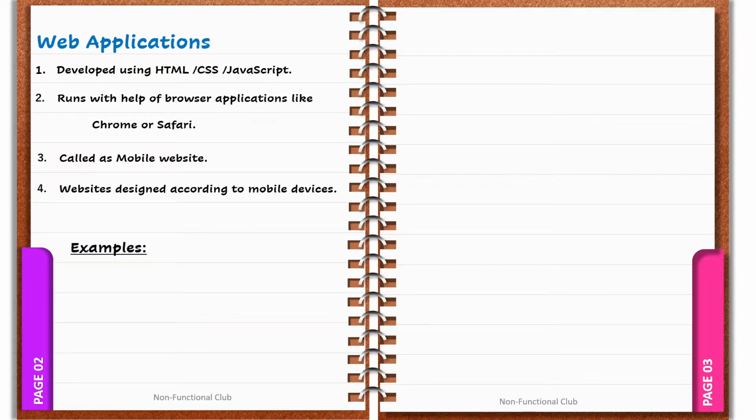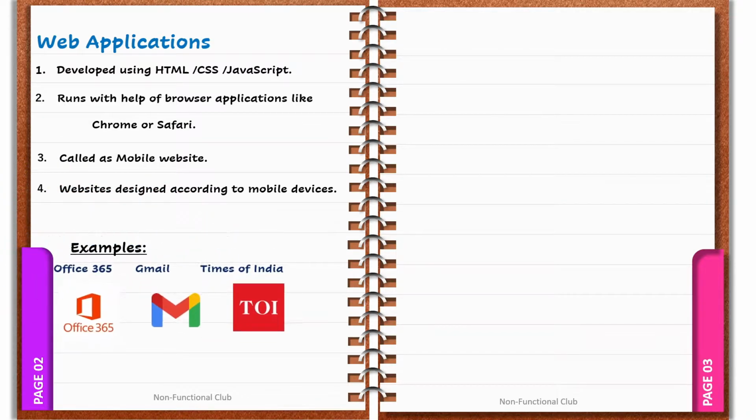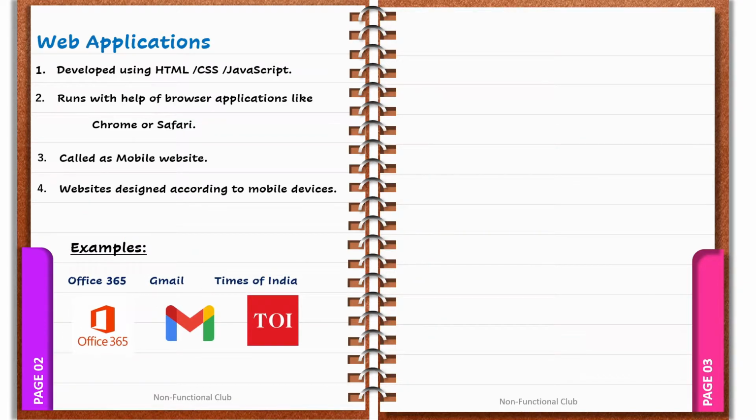Let's see some examples. So Office 365, Gmail, and Times of India. You might have gone through these web applications or websites through your mobile devices, and these are basic examples of how a web application looks like.